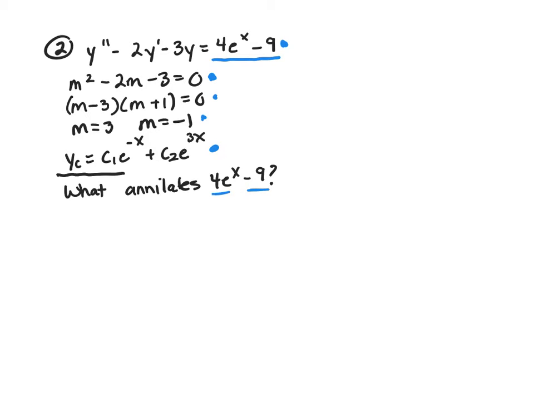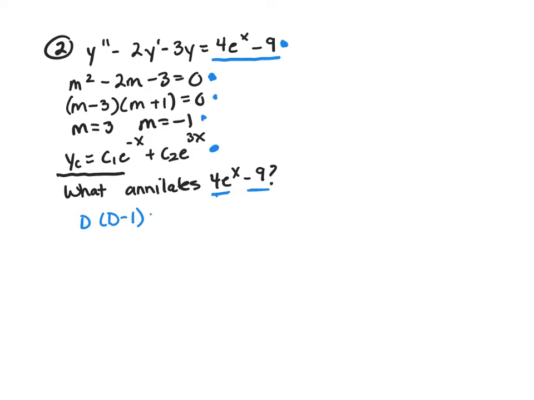So what annihilates a 9? A D does. That was case 1. What annihilates a 4e to the x? That's e to the alpha x. That's case 2. What annihilates that? That would be D minus 1.